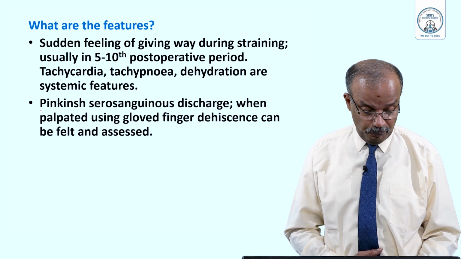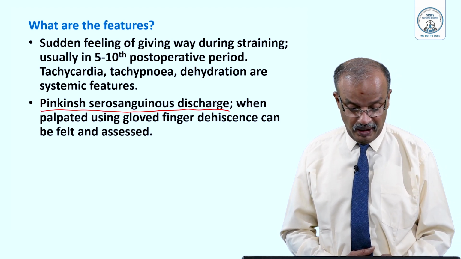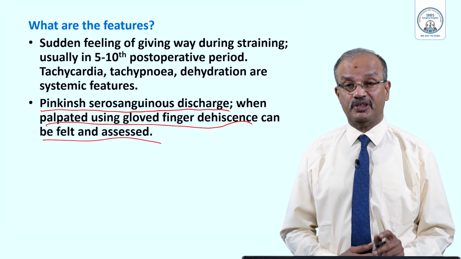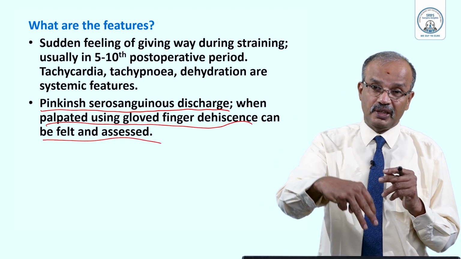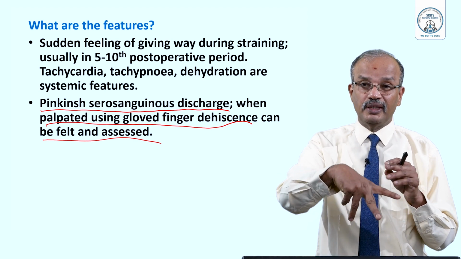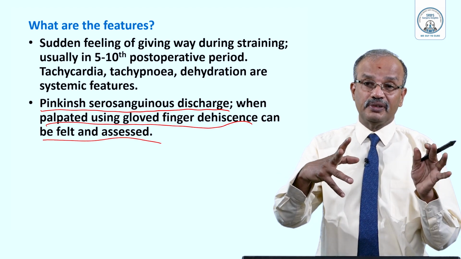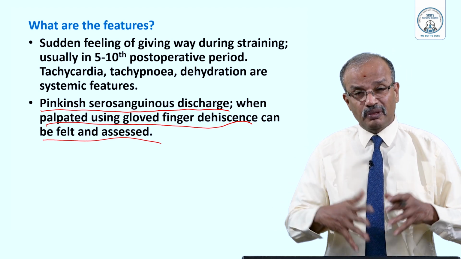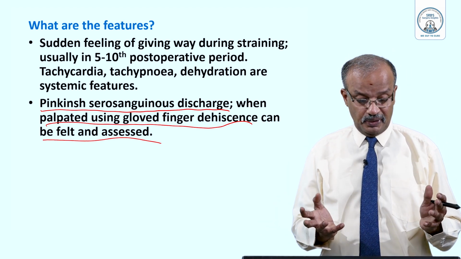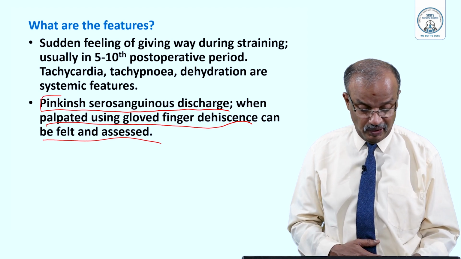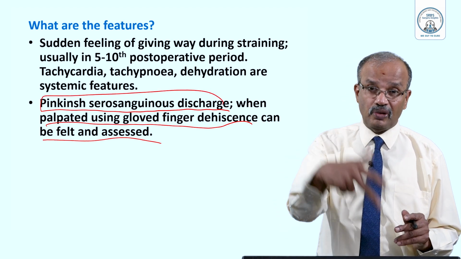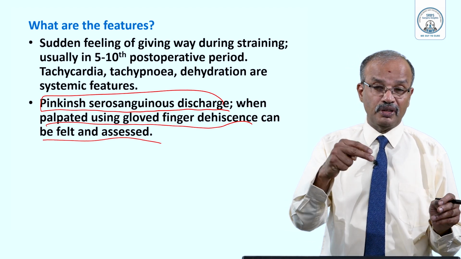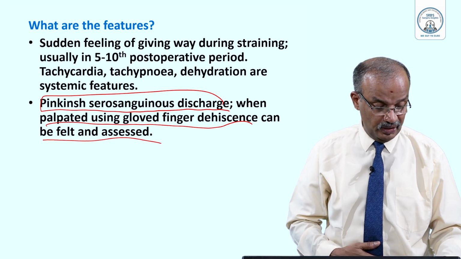What is important is the pinkish serous discharge. When you palpate using a glove, the dehiscence can be felt across and assessed very well. Put a gloved finger inside, and it goes into the peritoneal cavity. You can feel that all layers are disrupted completely, and you can feel the bowel inside. In some patients, even bowel comes out during straining. So pinkish serous discharge is very typical, and the finger goes across the abdominal wall so that you can feel the disruption completely and enter the peritoneal cavity as such.